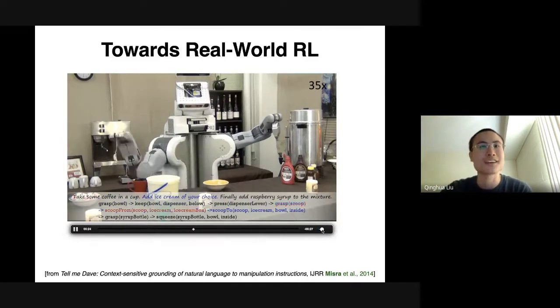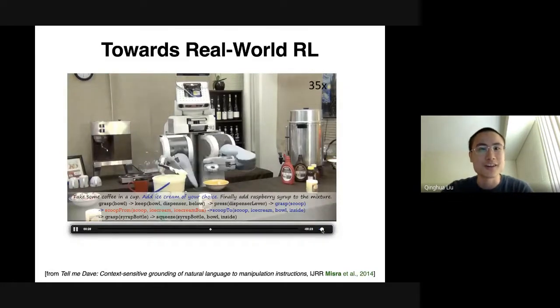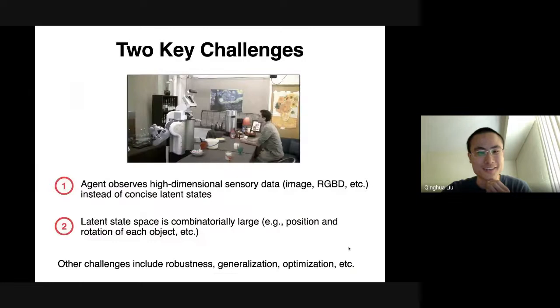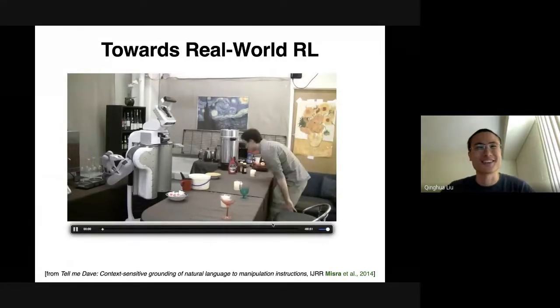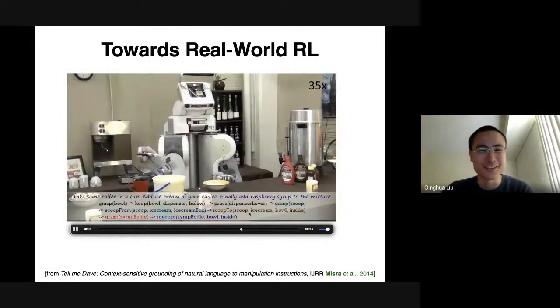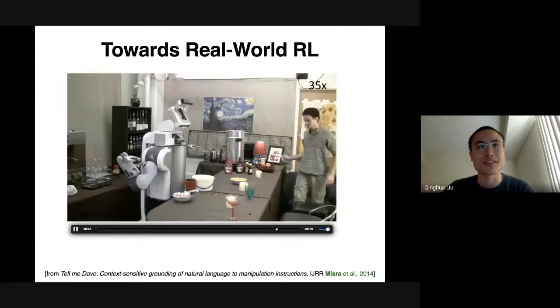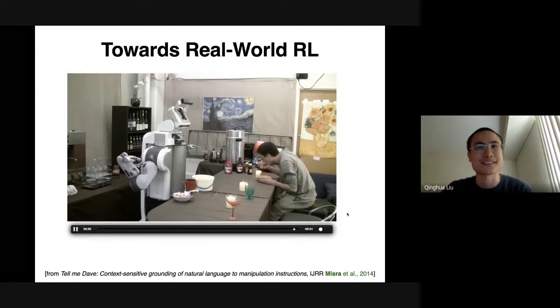Currently, Dipendra is playing a video showing a robot making, I forgot the name of this dessert, affogato. Thanks. So a robot making an affogato. You can see after receiving the instructions from human beings, the robot can make an affogato automatically. It's pretty fancy.